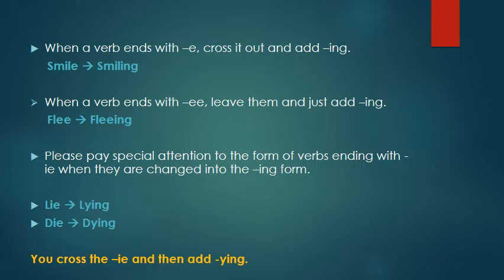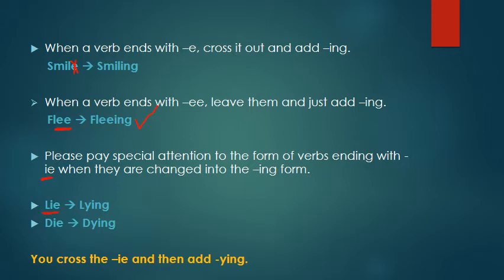Now, when a verb ends with an E, a single E, you cross it out and add ing. When a verb ends with a double E, you leave the double E. You don't cross one, you don't cross two, you leave them and you just add ing. Please pay special attention to the form of verbs ending with IE. Those are, okay, a special form. Lie.